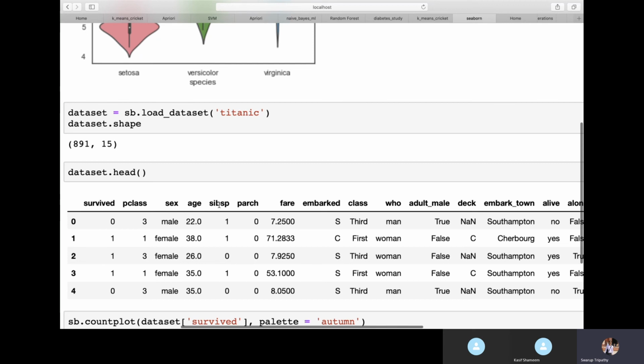So all these details you will also find on Kaggle. If you type Kaggle Titanic dataset, you will find all these details, like there is a proper explanation of all these things. This is real-time data only.